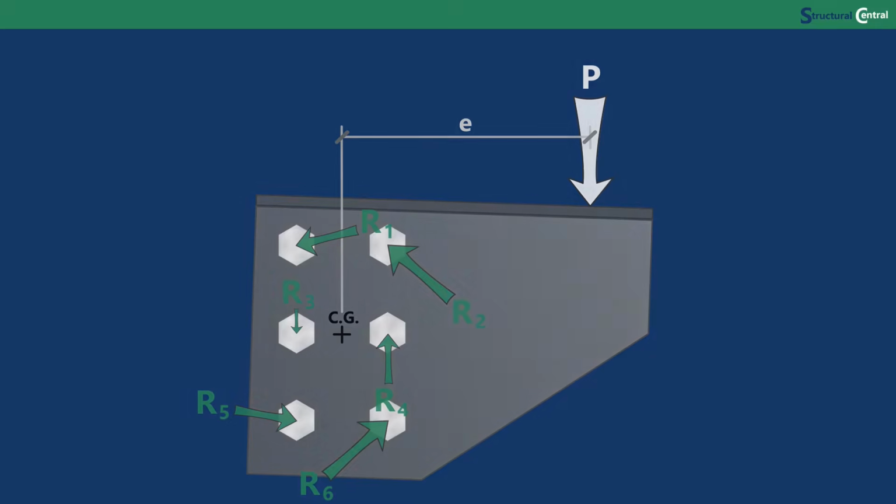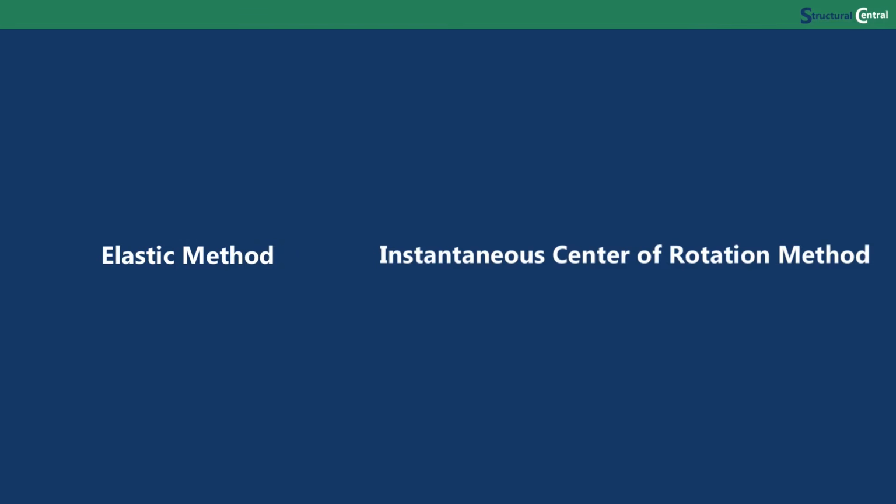There are two methods for determining the reactions in the bolts: the elastic method and the instantaneous center of rotation method. I'm going to show you how to do both methods. First, we'll start with the elastic method.